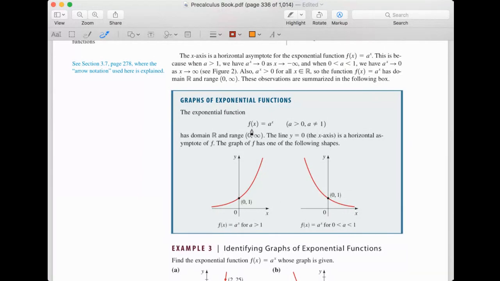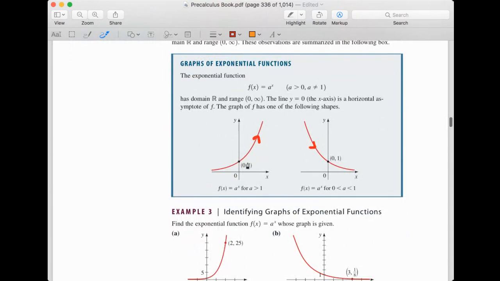Right? So I have these two graphs. a is always greater than 0. In exponential functions, we will never deal with a negative base. The base is always positive. And we don't want to deal with 1, because 1 raised by anything will be 1, right? That will be a constant function. So when a is bigger than 1, we have this upward shape. When a is less than 1, we have this downward shape. They're all passing the common point, 0, 1.